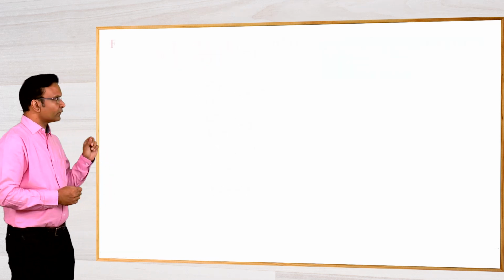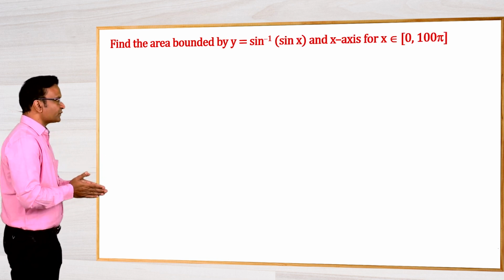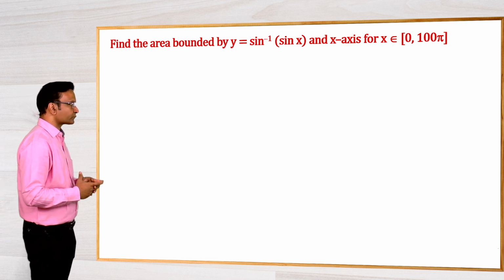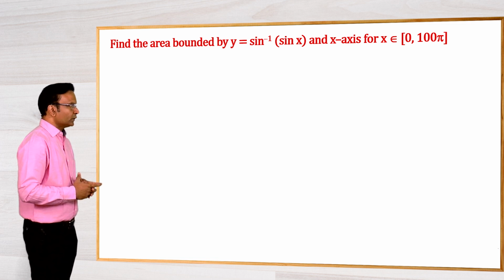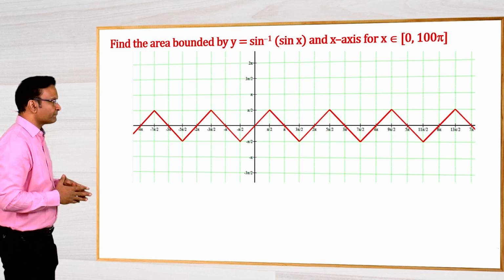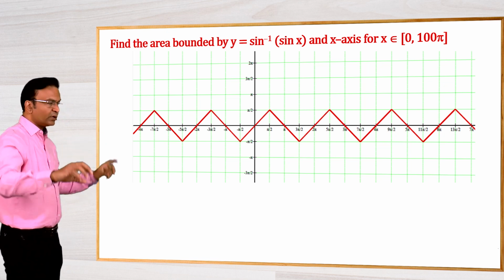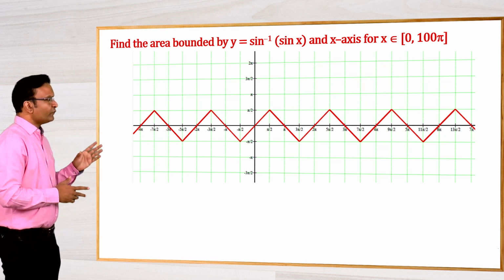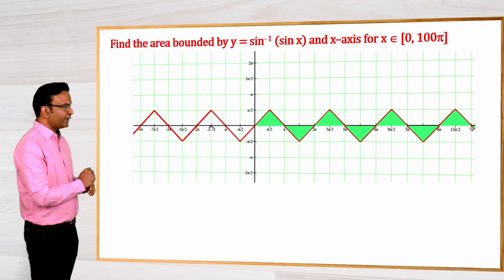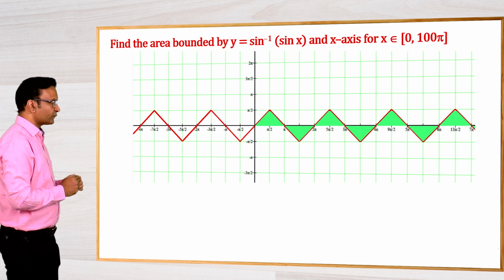Try this question. Find the area bounded by function y is equal to sin inverse of sin x and x-axis for x belongs to 0 to 100 pi. Okay, we have this graph of sin inverse of sin x. We know the domain of this function is all real numbers. The graph is spread over entire x-axis. We have to find area bounded by this function and x-axis, but between 0 to 100 pi. So we have to find this area. I am scrolling this.